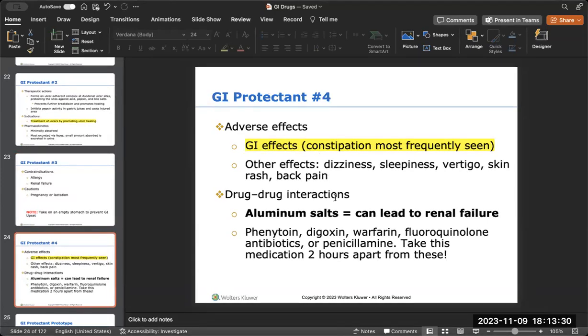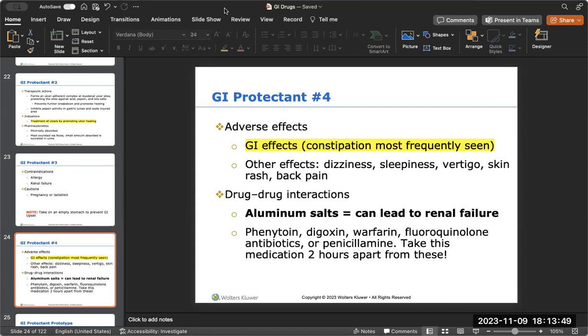Like I said, drug-drug interactions also include aluminum salts because they can lead to renal failure in conjunction with these drugs, because these drugs are also made with aluminum salts. So taking this plus aluminum salts can actually really hurt the kidneys.